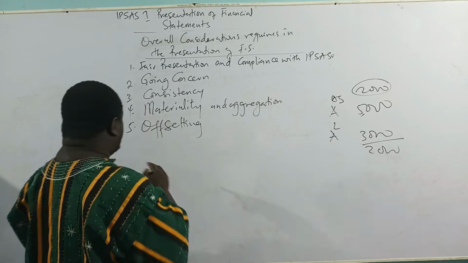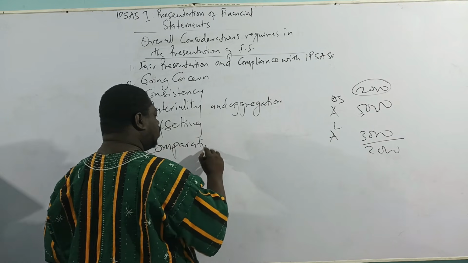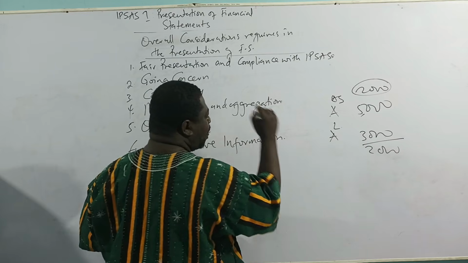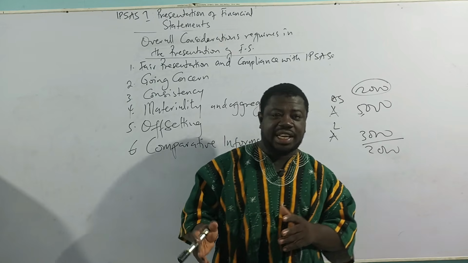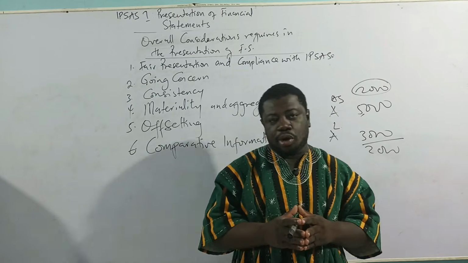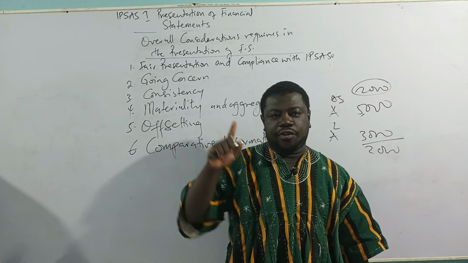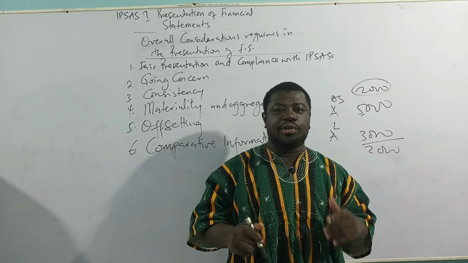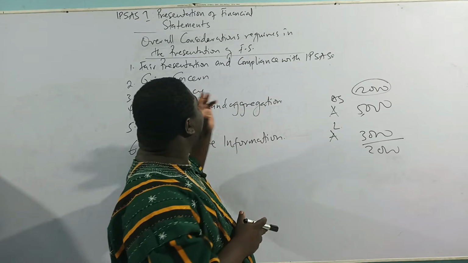And the final thing you need to consider is comparative information. Comparative information. All right, so this will bring us to the end of the theoretical aspect of IPSAS 1's key components that you need to understand. Now, if there will be another video for IPSAS 1, for now we are just going to look at questions and answers. For now, we have exhausted almost everything that we need to understand as far as the presentation of financial statement is concerned.